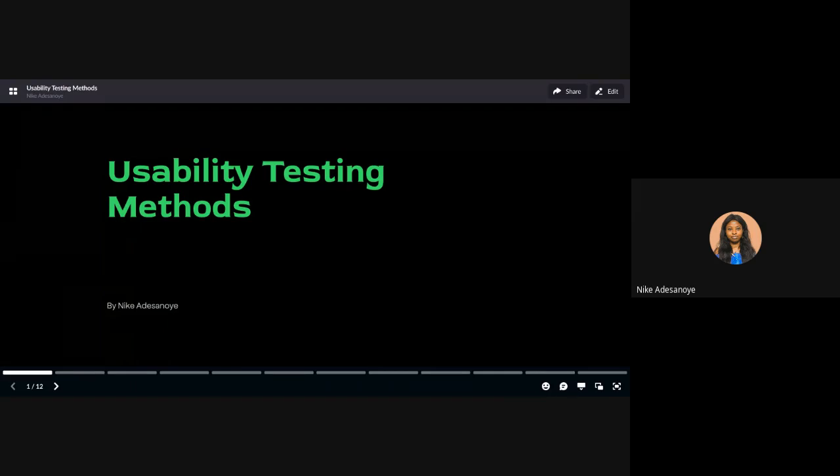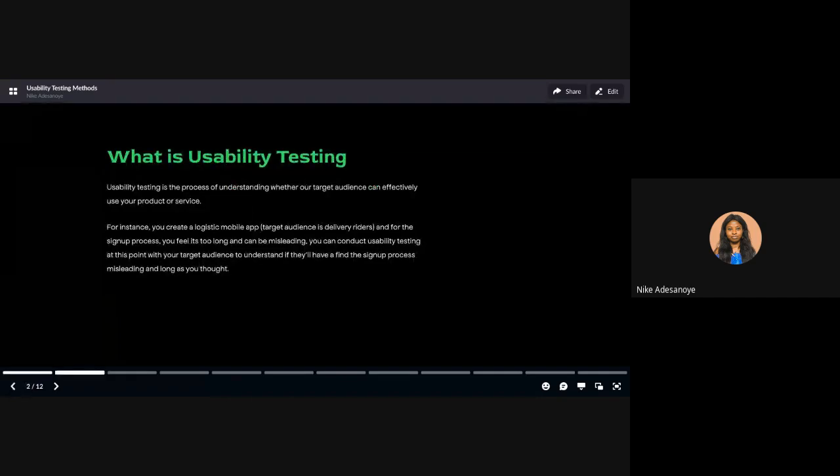And I'll be explaining the usability testing methods that we have. But before we go into the usability testing methods themselves, we need to really understand what usability testing is, right? We can't just go into the method of a particular thing without really understanding what the thing is about, right? So that is when I'll be going into the definition of usability testing.